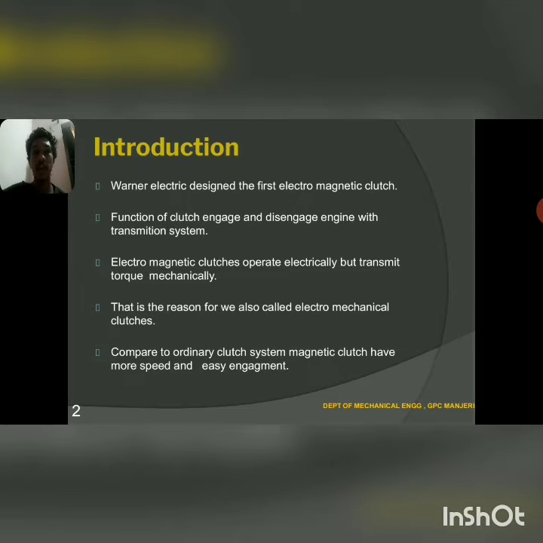Warner Electric designed the first electromagnetic clutch. The function of a clutch is to engage and disengage the engine with the transmission system. An electromagnetic clutch operates electrically but transmits torque mechanically. That is the reason we also call it an electromechanical clutch. Compared to an ordinary clutch system, a magnetic clutch has more speed and easy engagement.